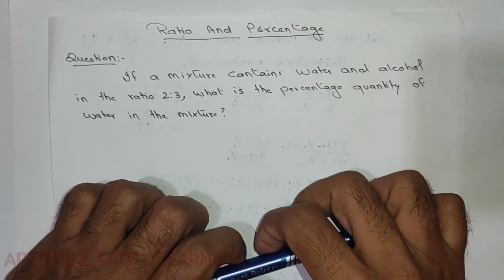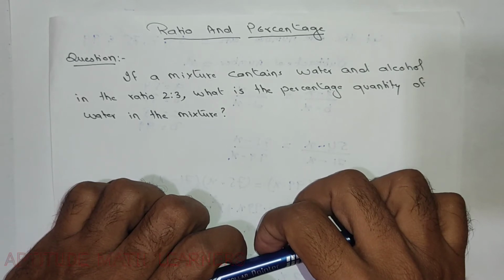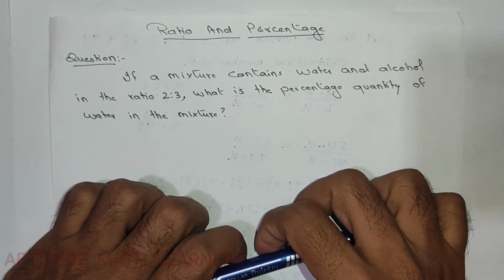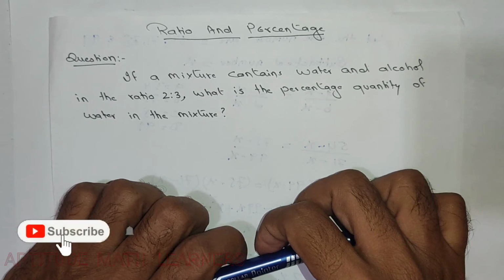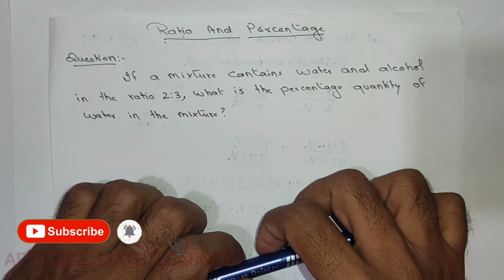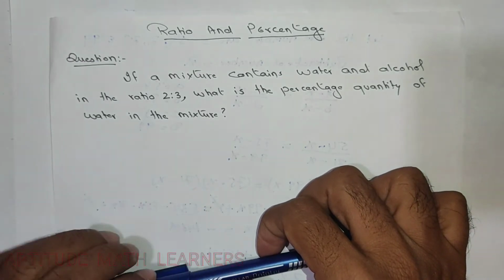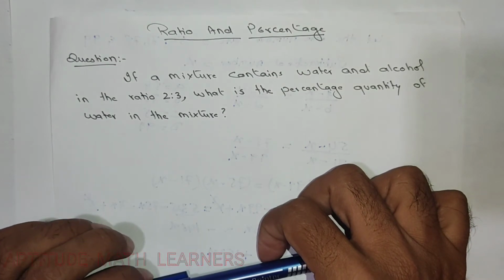So today we are having a question that is related to ratio and percentage. Here we have the question: if a mixture contains water and alcohol in the ratio 2:3, what is the percentage of water in the mixture? So let's begin with our solution. So let's start.